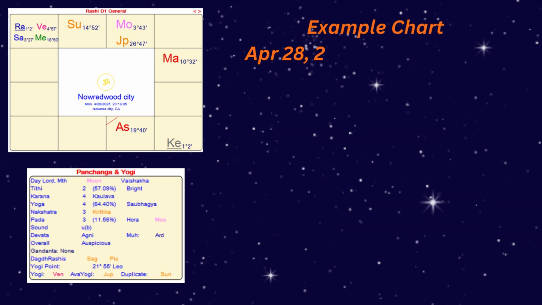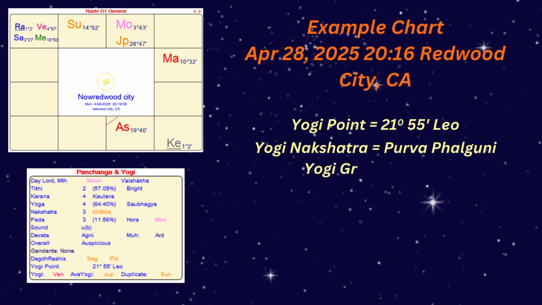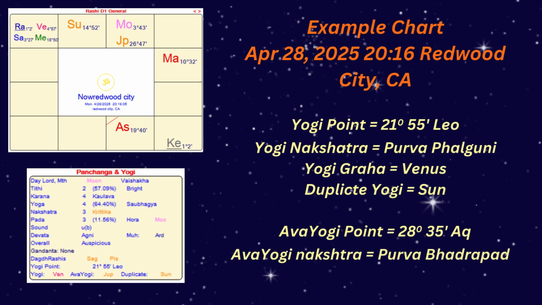Now that we've calculated both the Yogi and Avayogi points, the rest of the information falls into place quite easily. Let's start with the Yogi point, which we found to be at 21 degrees and 55 minutes in Leo. This position lies in the Purva Falguni nakshatra, which is ruled by Venus in the Vimshottari Dasha system. So our Yogi Graha is Venus. Since the Yogi point is in Leo and Leo is ruled by the Sun, the duplicate Yogi Graha is the Sun.